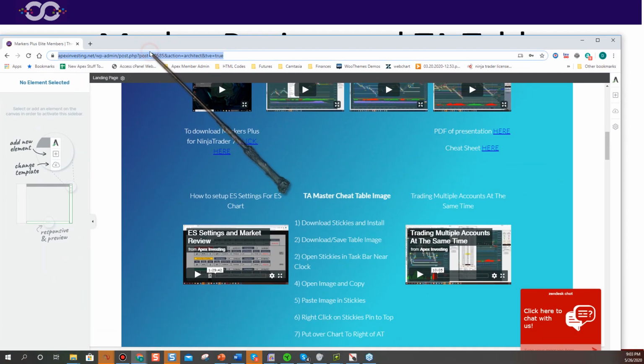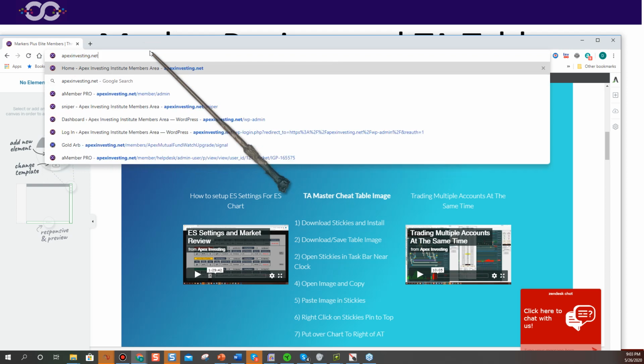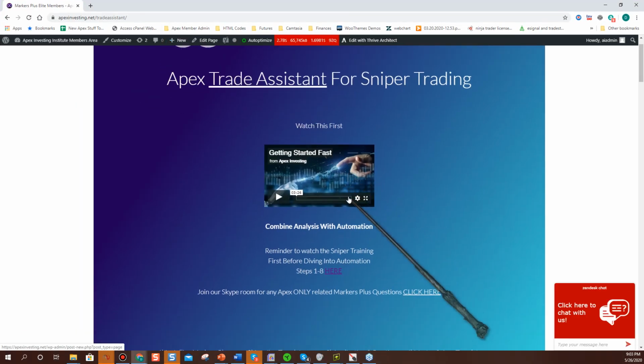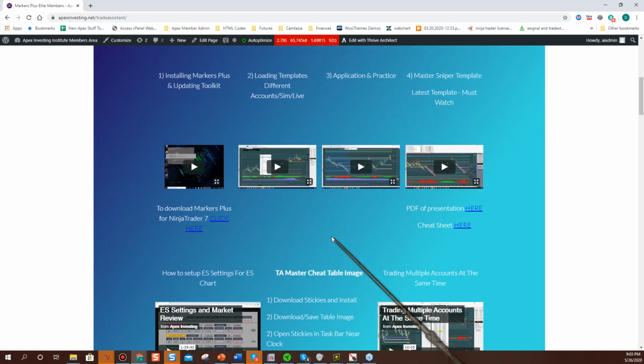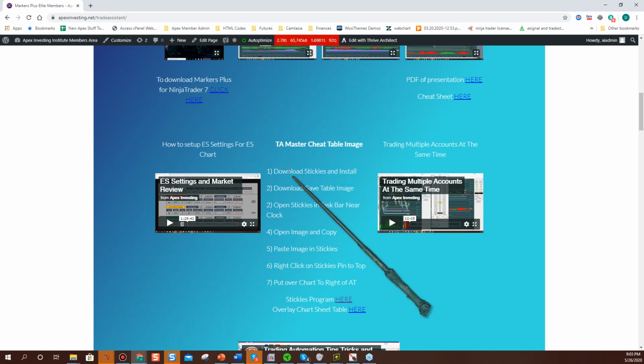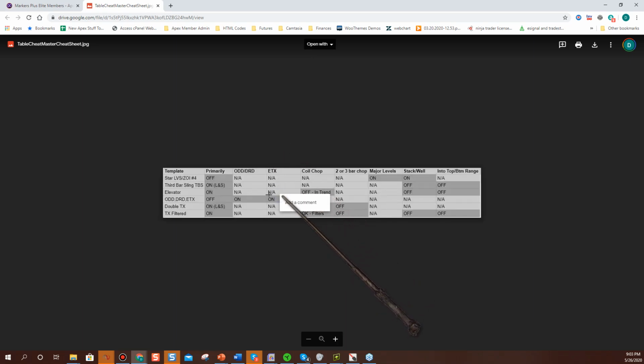If you go to the apexinvesting.net/trading assist or trade assistant page, that'll load up. And down here, one thing is to make sure you know how to use the master template. Watch video 4. There's a new video, has a PDF, has a cheat sheet. But we also have a new step here on how to add a cheat table. Okay? And you download this program down here called Stickies. And you'll install that. And then you download and save the table image right here. So you just click on it and right click, save.